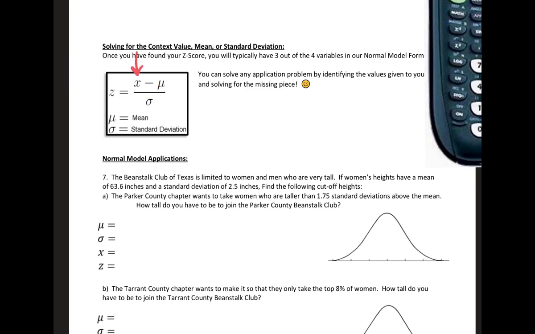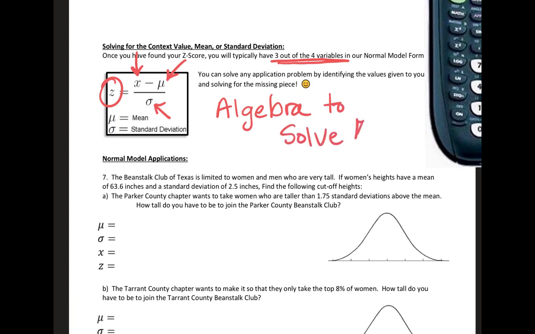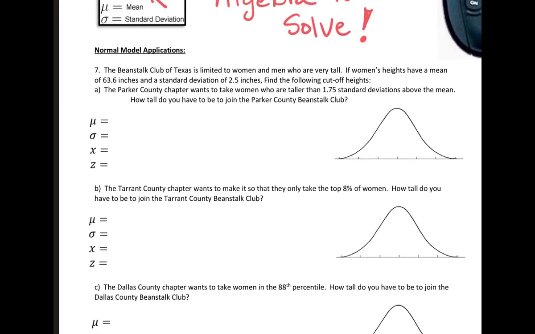We might be asked, what's the context value? Or we might be asked, hey, what is the mean? Or how varied is it? What is the standard deviation? And then they might tell us straight up what the z-score is, or they might give us a percent to find the z-score, just like we did a moment ago. But the key to this is once you have 3 out of the 4 variables, then you get to do good old algebra to solve for what is missing. All right, so we're going to have to brush up on all of our algebra skills. So that is why I'm doing this video a little differently, so that I can draw better and solve the equations with you better. So here we go.